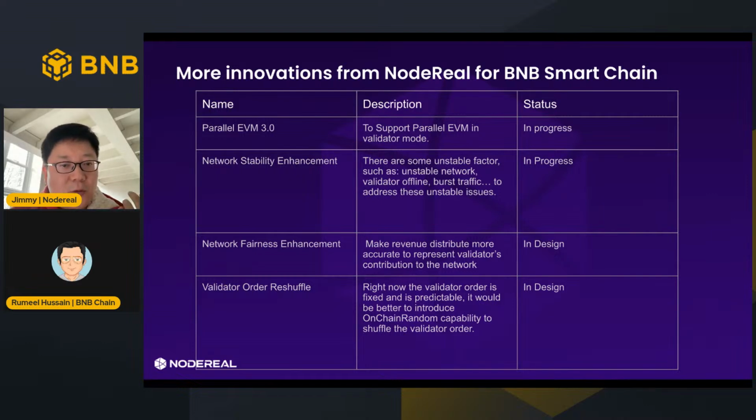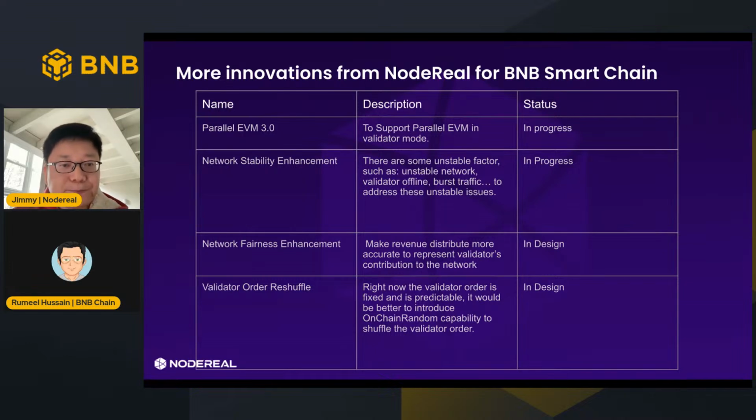Another thing we want to improve is that at this moment, the revenue is distributed to the validators. We want to make it more accurate, according to each validator's contribution, to make the reward distribution fairer for the validators. This is still in design, and I will update the roadmap later once we have a clear picture.